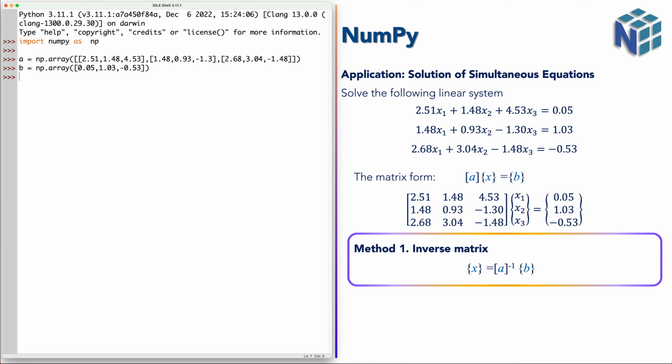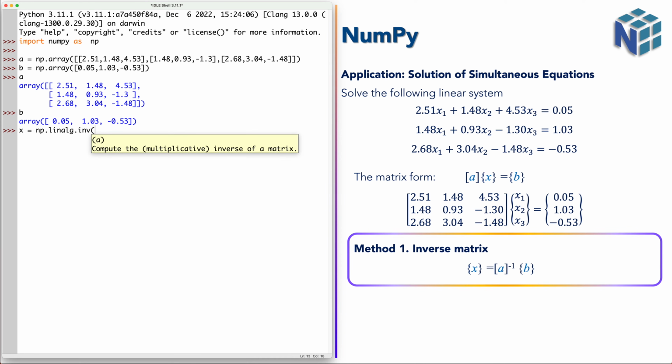So now we have the matrix and the vectors. So we have A and we have B. Now we just write a very simple equation. X equals np.linalg.inv(A) dot product B. We got the solution.